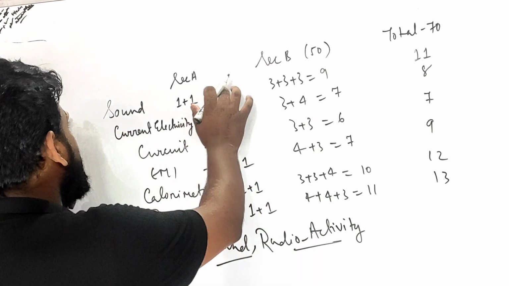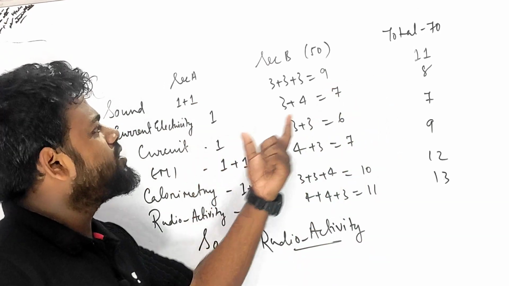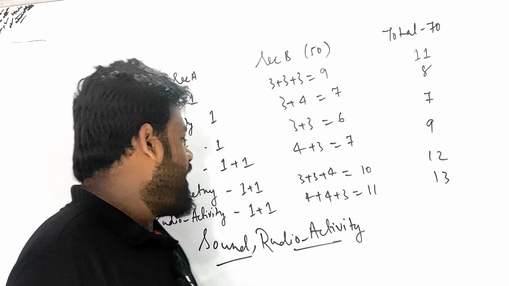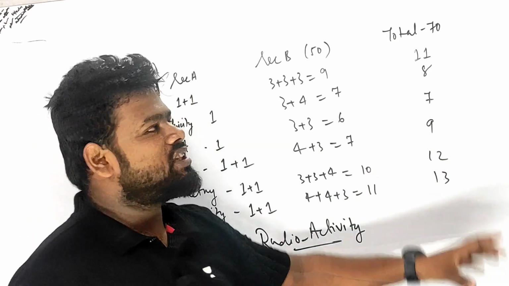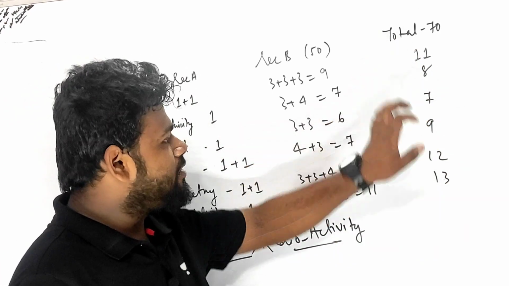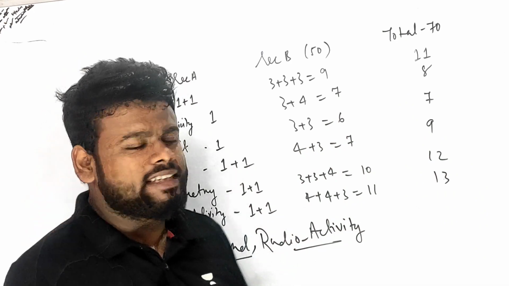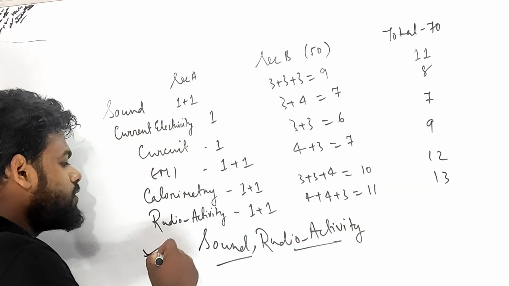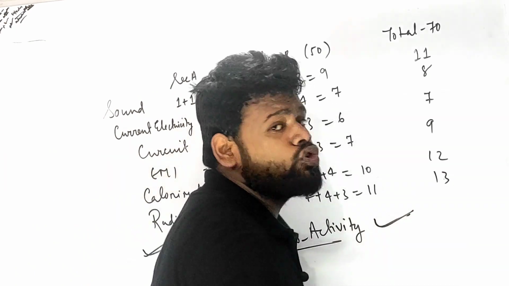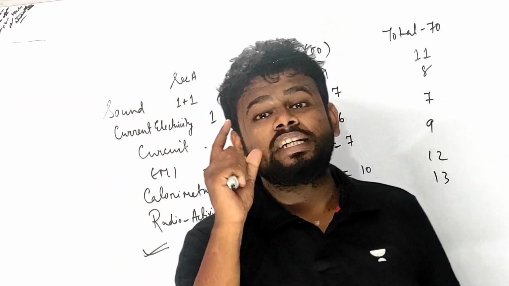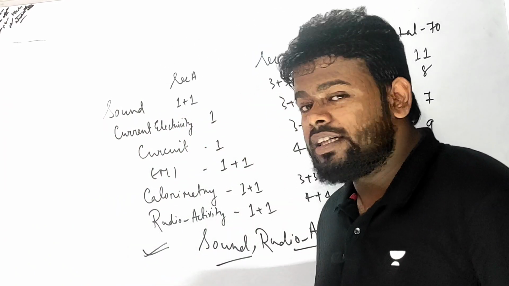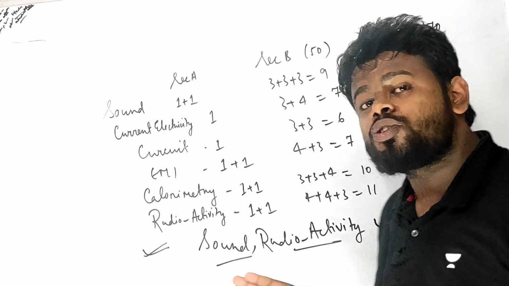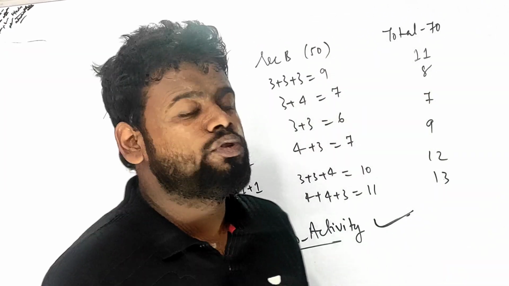Clear, children? You can see sound has generally come with 11 marks, and radioactivity has come with 13 marks, which is the highest here. That is the reason I am saying, people, always give a lot of importance to sound and radioactivity. Do not forget, sound and radioactivity are units. Sound is a unit, similarly radioactivity is also a unit, so there are 2 different units, people.